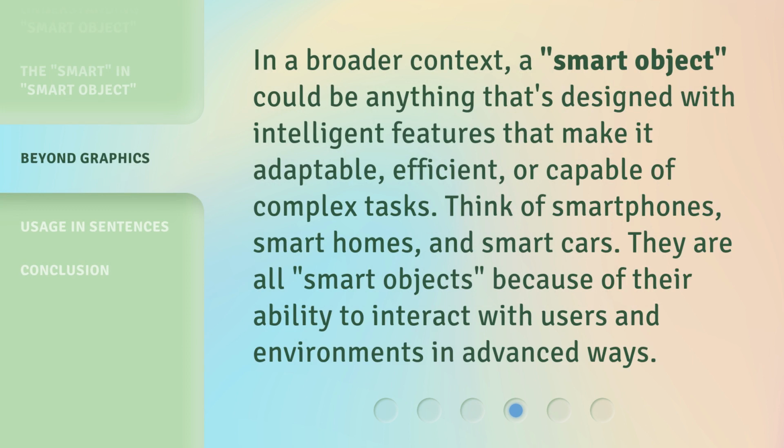In a broader context, a smart object could be anything that's designed with intelligent features that make it adaptable, efficient, or capable of complex tasks. Think of smartphones, smart homes, and smart cars. They are all smart objects because of their ability to interact with users and environments in advanced ways.